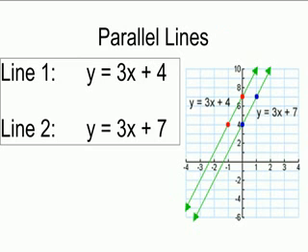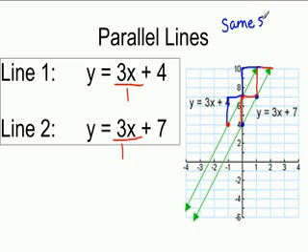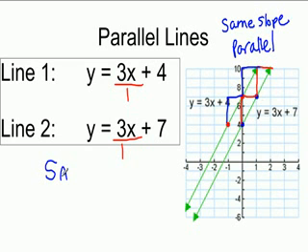Now, here's a graph of these two lines. The slope, remember, is rise over run, so it's 3 over 1. So both of these lines have a slope of 3 over 1. Up 3 over 1, up 3 over 1, and so does the next line. Up 3 over 1, up 3 over 1. So they both have the same slope, and you can see that they are parallel. So the thing to remember is that parallel lines, again, have the same slope.